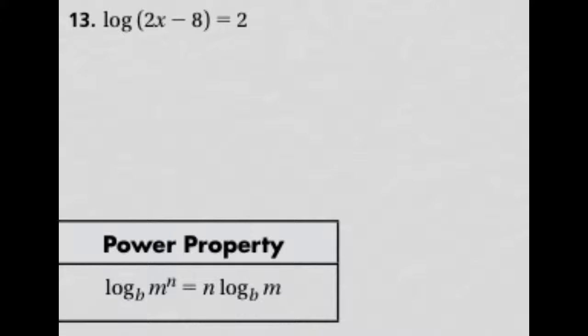Alright, now let's look at this one. Log of 2x minus 8 equals 2. The argument is 2x minus 8. There's nothing to kick out here. Do not try to split up the 2x and the negative 8 into a division problem. Okay, do not confuse this with the quotient property.